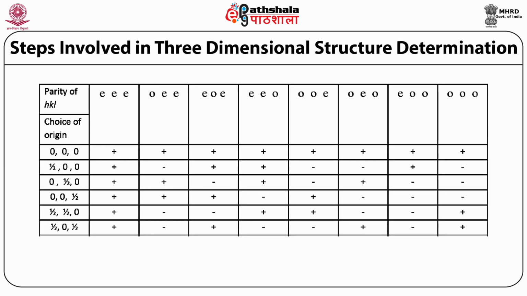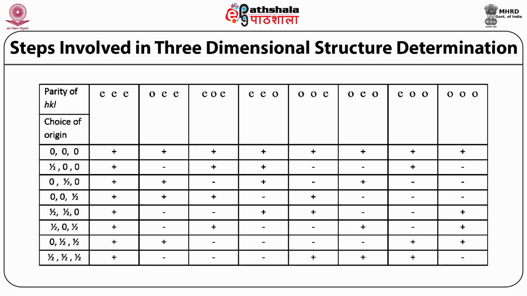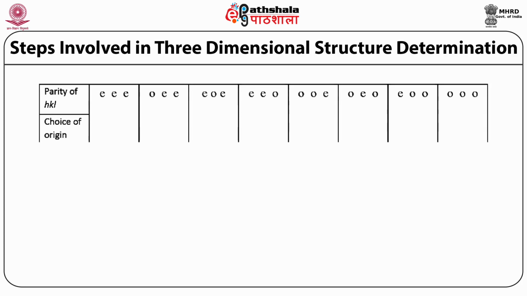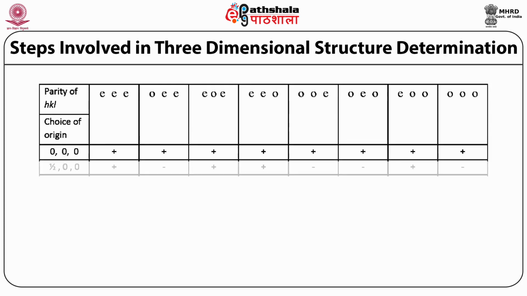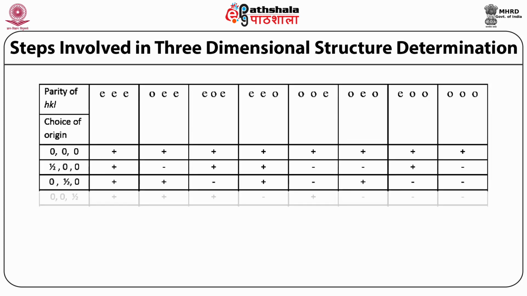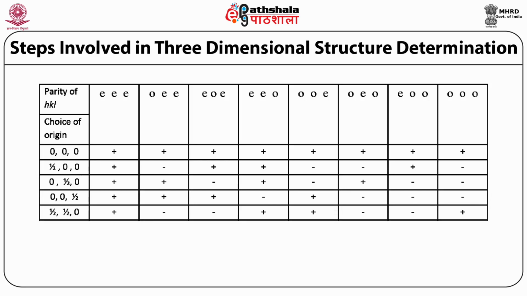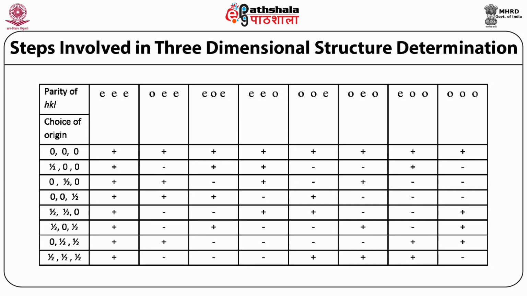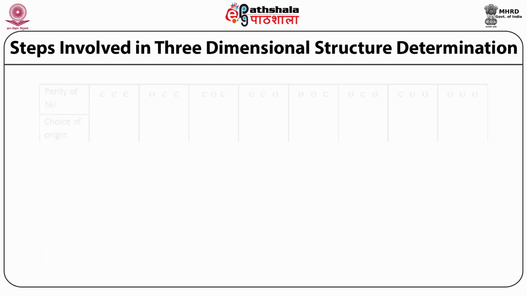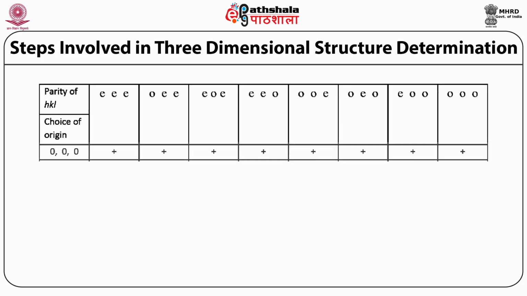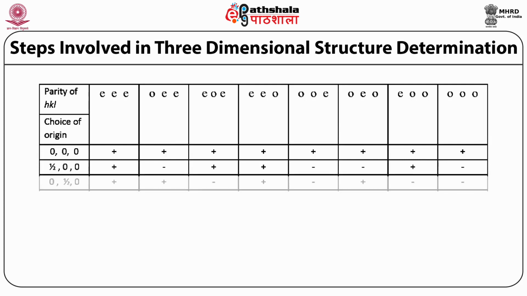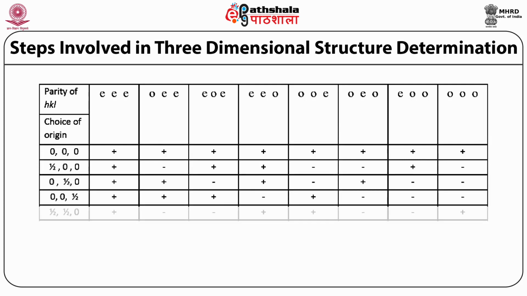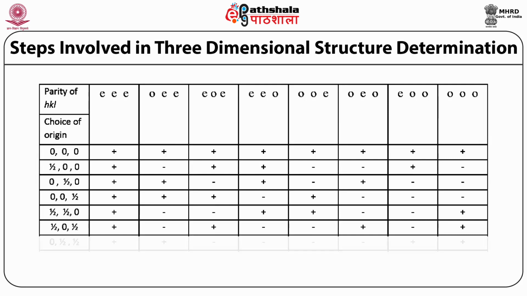Whenever the origin is moved from one point to another, there will be a phase factor occurring. For example, if the origin is moved from 0, 0, 0 to half, 0, 0, the extra phase factor is minus 1 power h. So now we are trying to fill up the second row by looking into the parity of h reflections given in the header. First h reflection parity is even, therefore minus 1 power h will be plus. So I am putting plus in the second row.